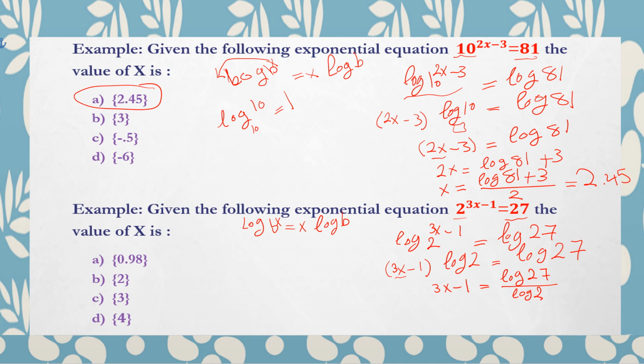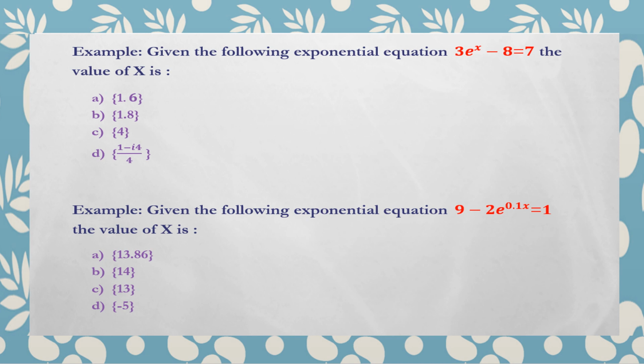By taking 1 to the other side, this equals x equals log 27 over log 2 plus 1, all over 3, and this equals 0.98. So the correct answer is A.